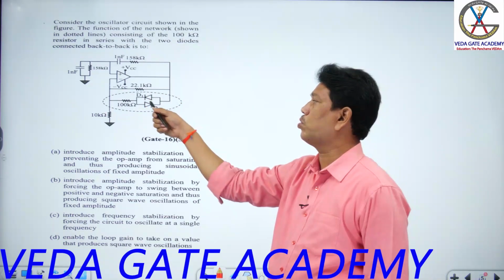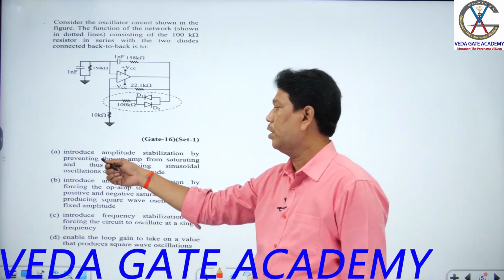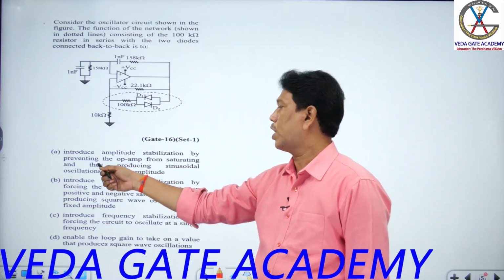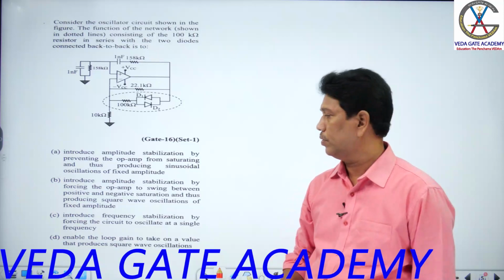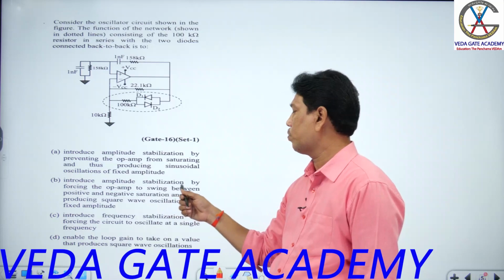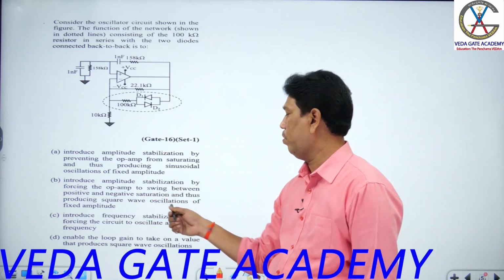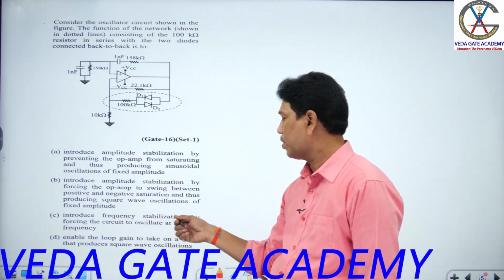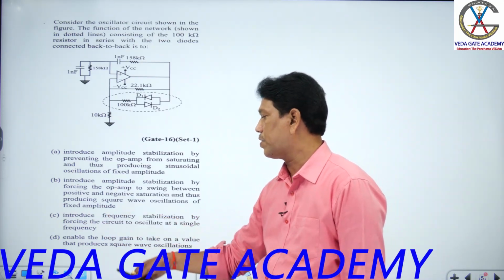For what purpose did I introduce these resistors? He is asking. First option: introduce amplitude stabilization by preventing the op amp from saturating and thus providing sinusoidal oscillations of fixed amplitude. Next, introduce amplitude stabilization by forcing the op amp to swing between positive and negative saturation and thus forcing square wave oscillations of fixed amplitude. Next, introduce frequency stabilization by forcing the circuit to oscillate at a single frequency.